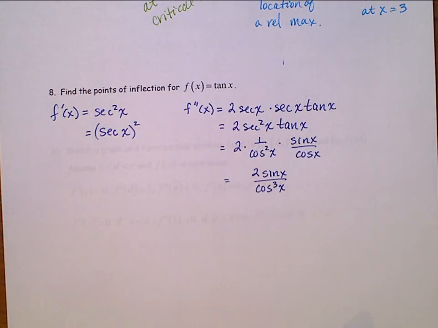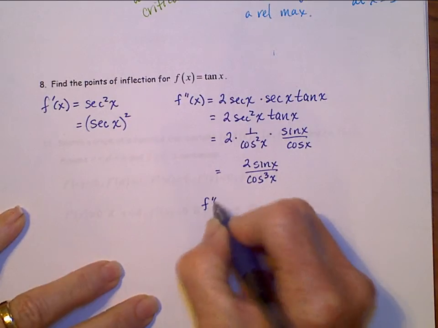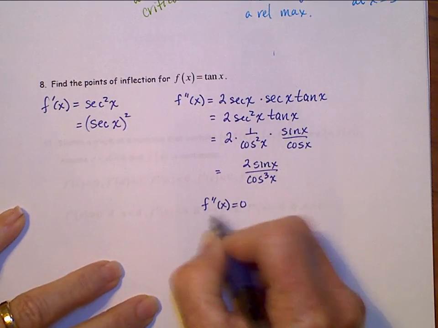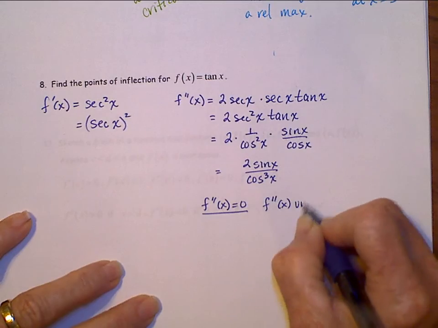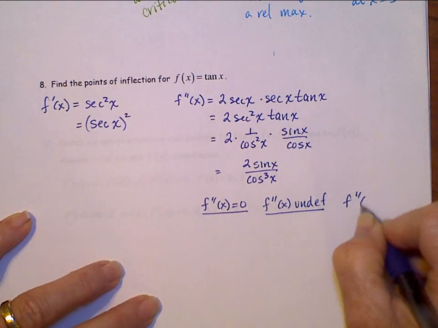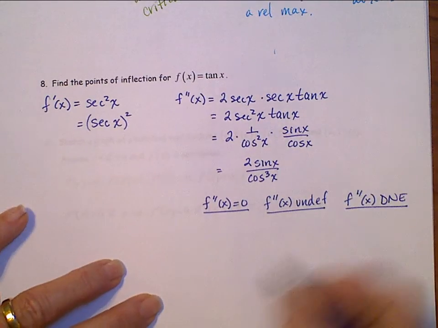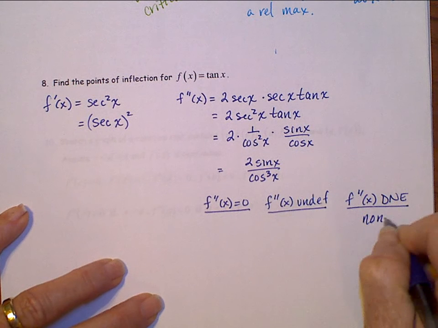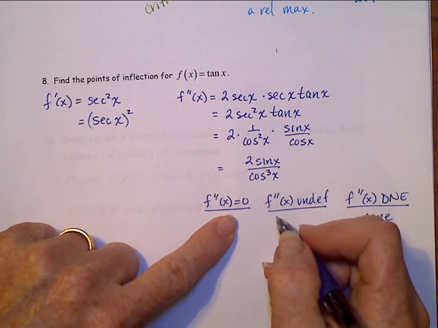All right, now find where the f double prime is equal to 0. F double prime of x undefined. F double prime of x does not exist. All right, none here. F double prime equal to 0.